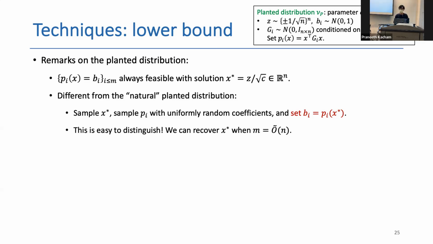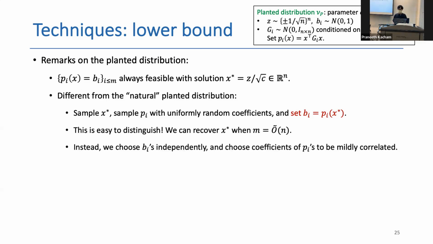Did you mean the b_i are Gaussian coefficients or uniform? Oh yeah, think of them as Gaussian. If you first sample the p_i and then set the b_i, then our lower bound doesn't work. Can you describe a little bit about what algorithm recovers X star again? Oh, I think it's some nuclear norm optimization thing, which I'm not too sure about.